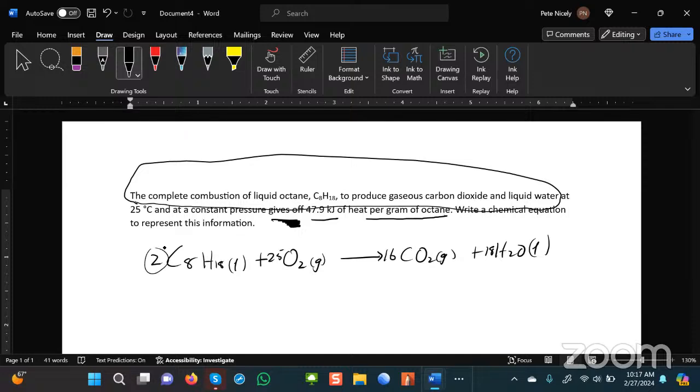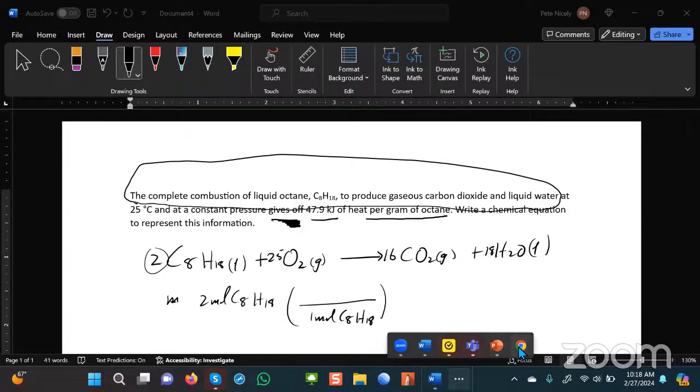So this is how I would set this up. I would say 2 moles of C8H18. I would convert that to grams, all right? So here I'm going to put 1 mole of C8H18, and then I need to calculate the molar mass. Okay, you know what? I'm going to cheat.